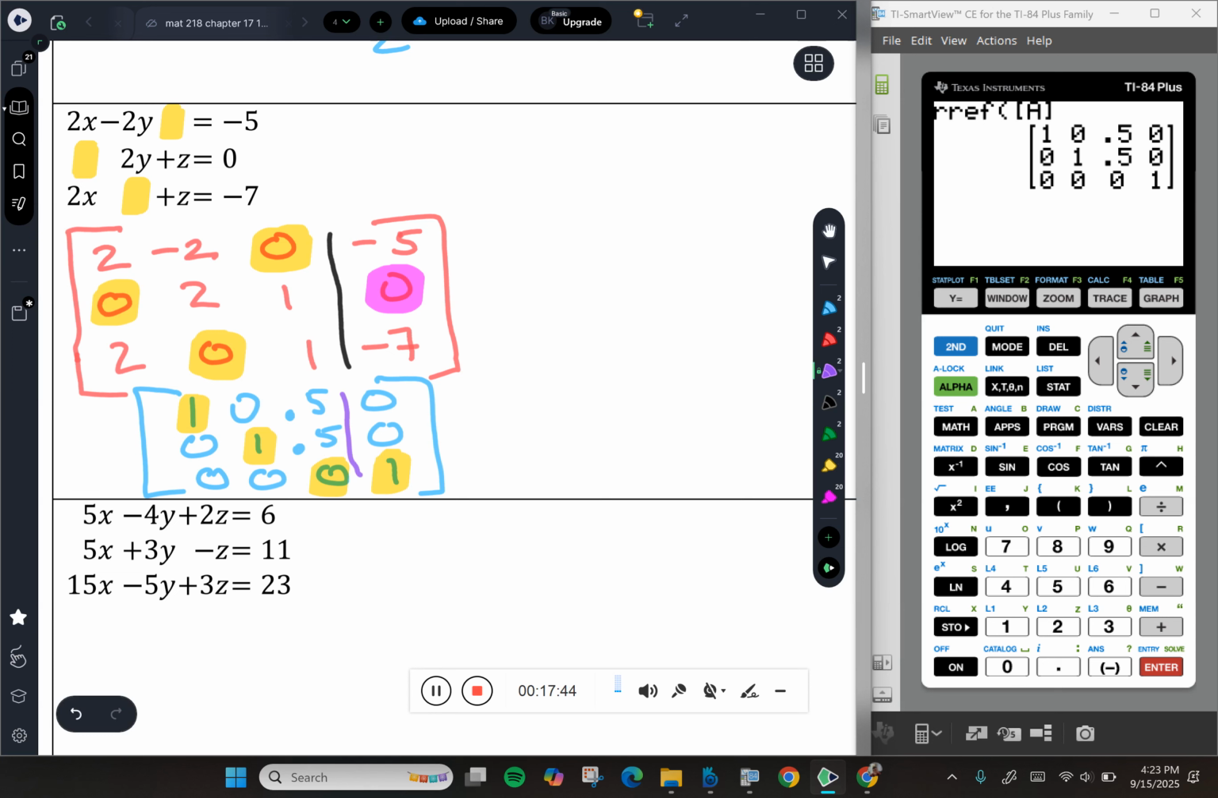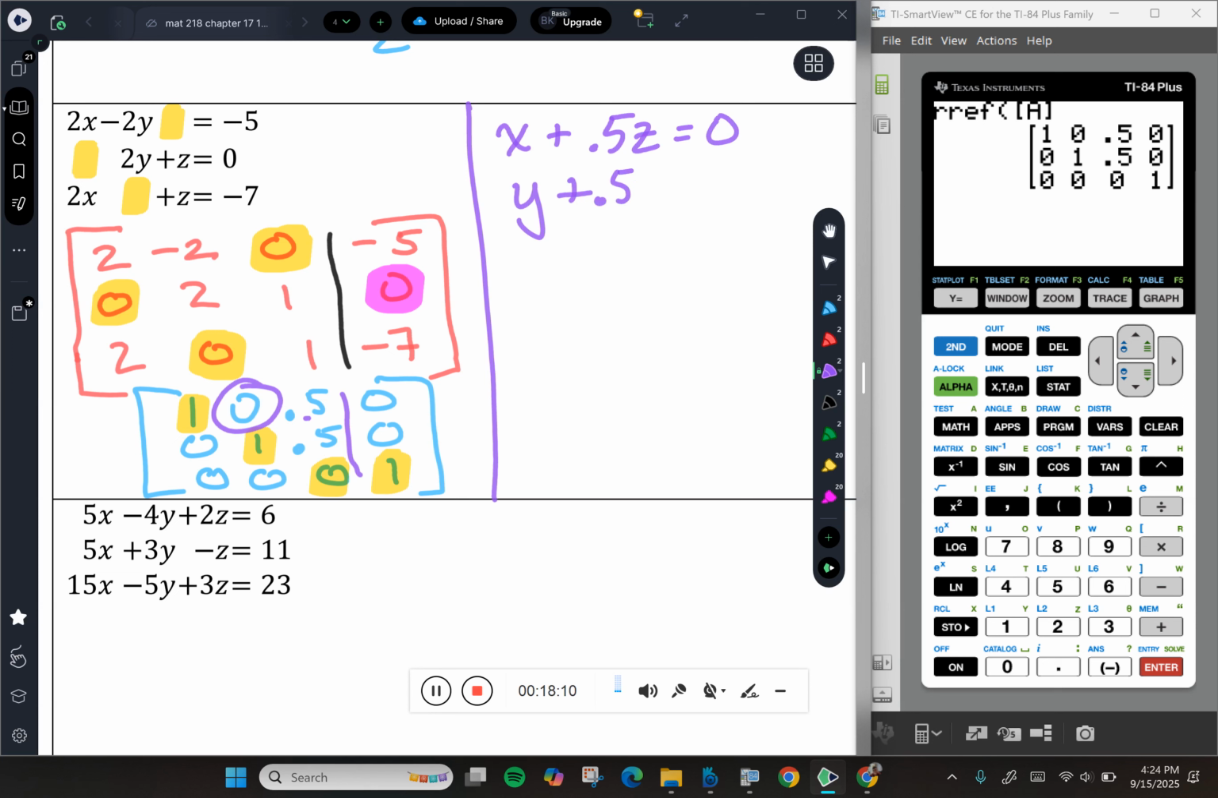So I'm going to go ahead and unencode this like I did last time. My first row is going to read x plus, well, this 0 right here means 0 y's. So that must mean 0.5 z's equal 0. That's weird. Second row is going to be no x's but a y plus 0.5 z's equals 0. And my third row is a whole bunch of zeros and then a 1.